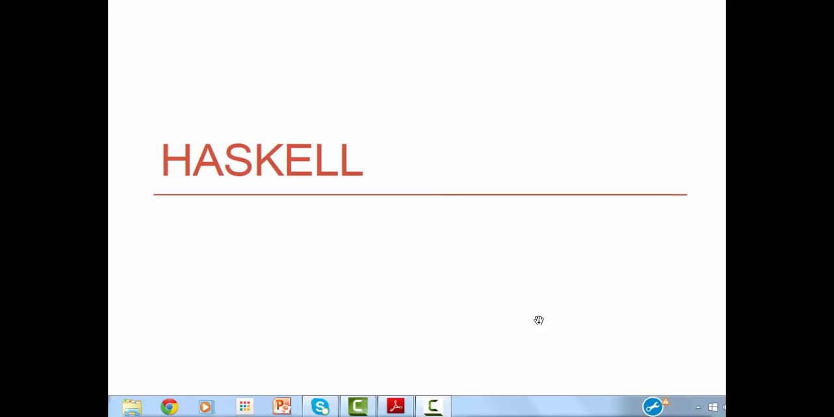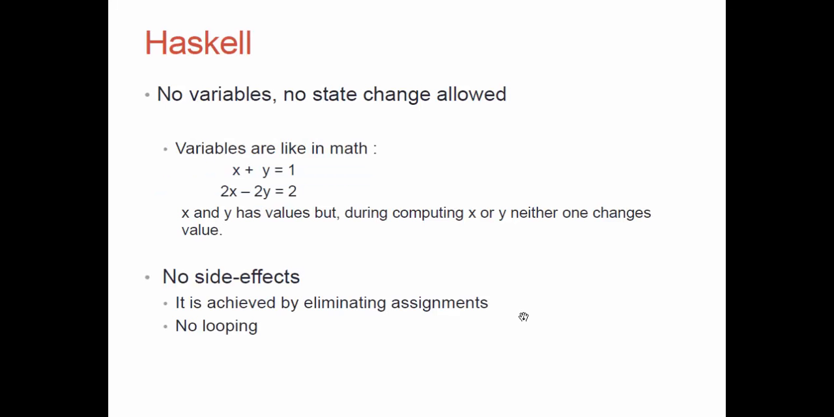Haskell, programming language. Haskell is a functional programming language. So what does it mean, functional programming language? In Haskell, no variables, no state change allowed. So this is the essence of functional programming language, and in Haskell, no variables, no state change allowed means no side effects. So let's be more specific.